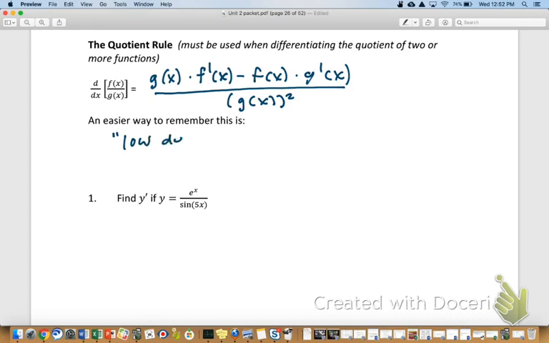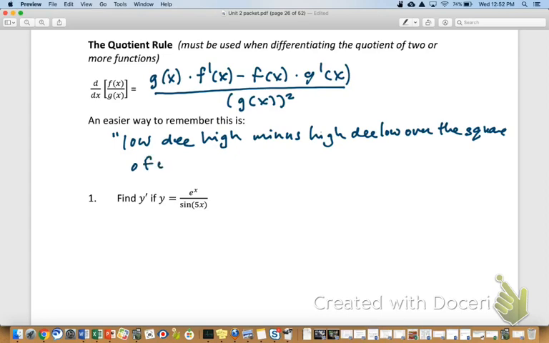Low d high minus high d low over the square of what's below. So what do you think about that? It rhymes, doesn't it? So since it rhymes, hopefully it's easy for you to remember.